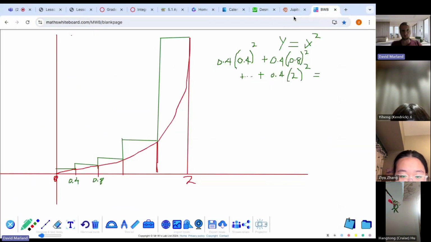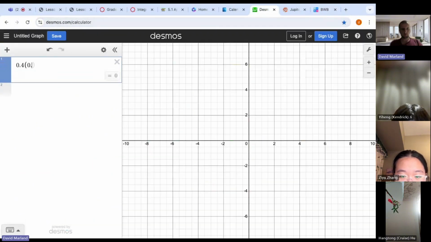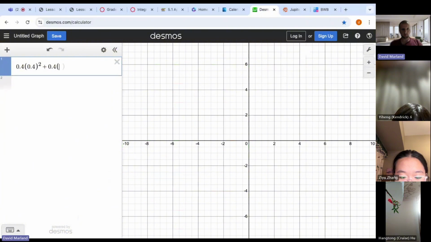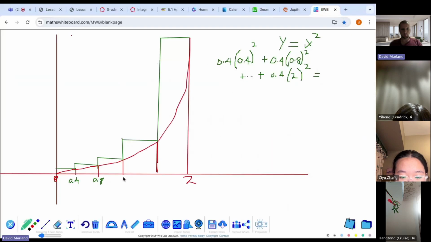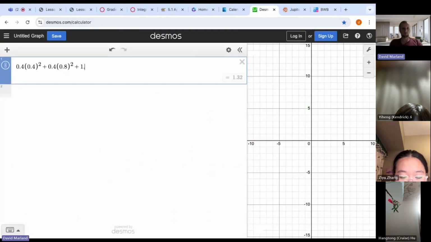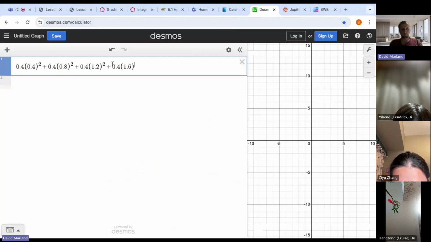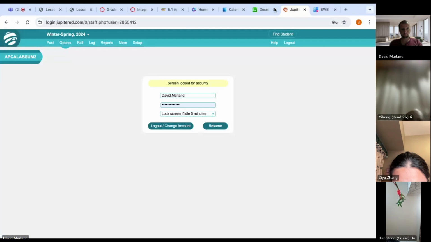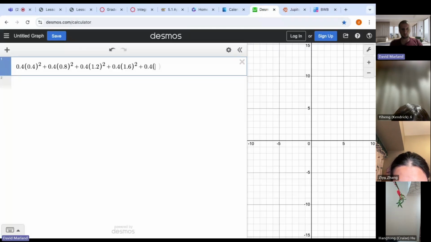So we had the first one, which is 0.4 times 0.4 squared. The next one, which is 0.4 times 0.8 squared. Then the next one here will be 1.2, so plus 0.4 times 1.2 squared. And next will be 0.4 times 1.6 squared. And finally 0.4 times 2 squared.